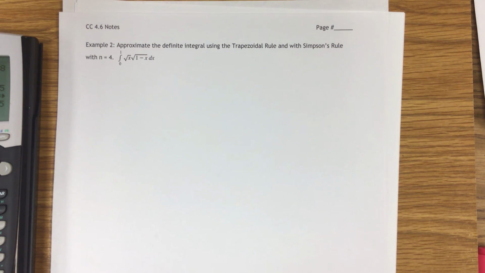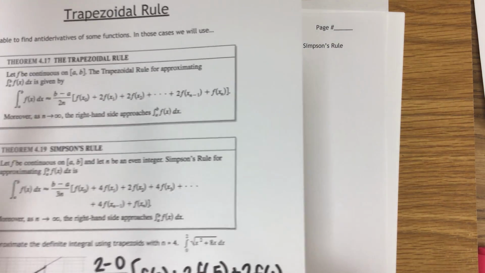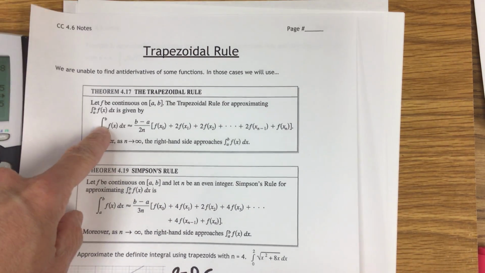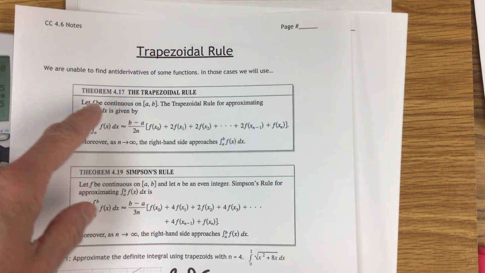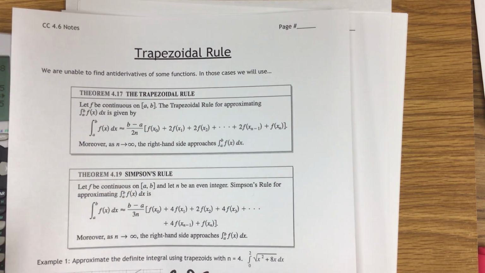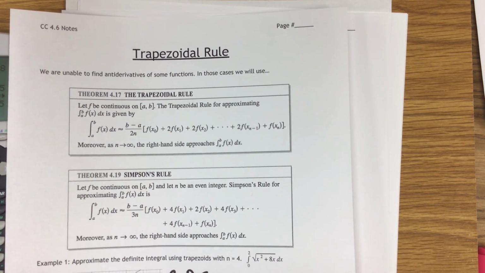Let's try example 2. Example 2 is the same question as example 1, but I have to do trapezoidal rule and Simpson's rule. So example 2 says approximate the definite integral using the trapezoidal rule and with Simpson's rule with n equals 4. So I have to do this problem twice. I have to do it once with trapezoidal rule, this formula from this page, and then once with Simpson's rule.